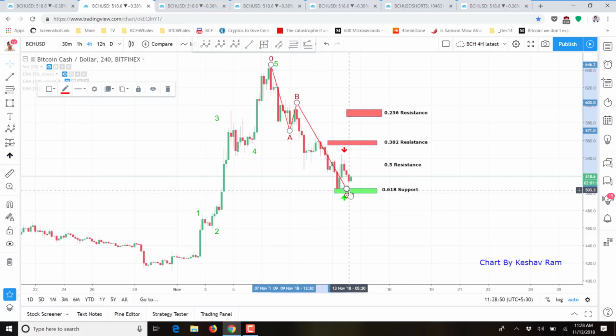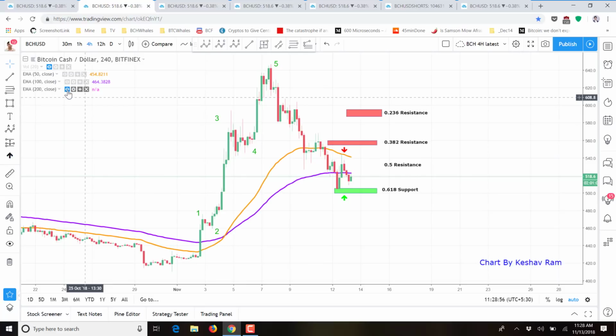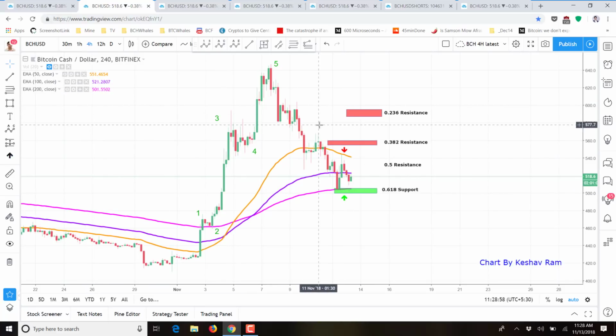Okay, so to give you more examples of how the 50, 100 and 200 work, at the 4-hour level, this is the 200 line, the 200 moving average. Just like the 50-day moving average has given support here, the 200 4-hour moving average has given support. Okay, so yesterday we got a bounce, then we tried to push up again.